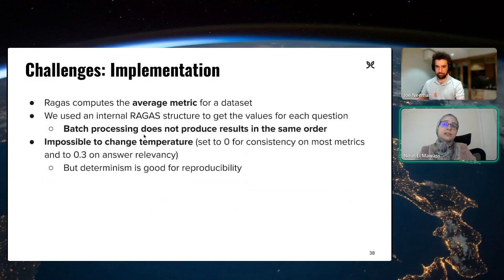And then you have challenges related to RAGAS itself, the library. It gives you an average metric for a data set, and we had to not use the interface, but use some internal code of the library to be able to get the value of the metric for each question. Another important point is that even when you try to set the temperature for a model, it will be rewritten by the library to 0 for most of the metrics, because it's trying to have some consistency and always have the same answer by the model.